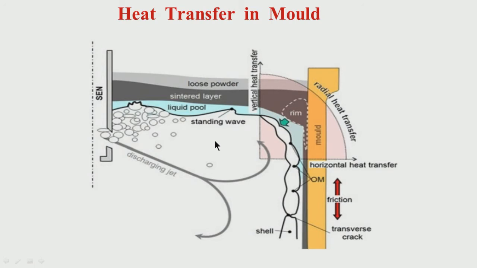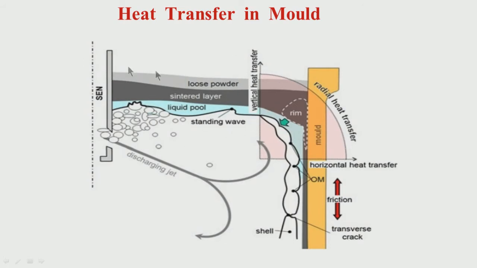What is happening is important. The horizontal heat transfer takes place in this direction, because it is a water cooled mold. The liquid steel is at very high temperature, so heat from here will come out through the water cooled mold. This is the horizontal heat transfer. I have also told you that some heat will come out from the liquid steel vertically through the powder. That amount of heat is less compared to this, because loose powder is a big insulator and does not allow too much heat to come out.